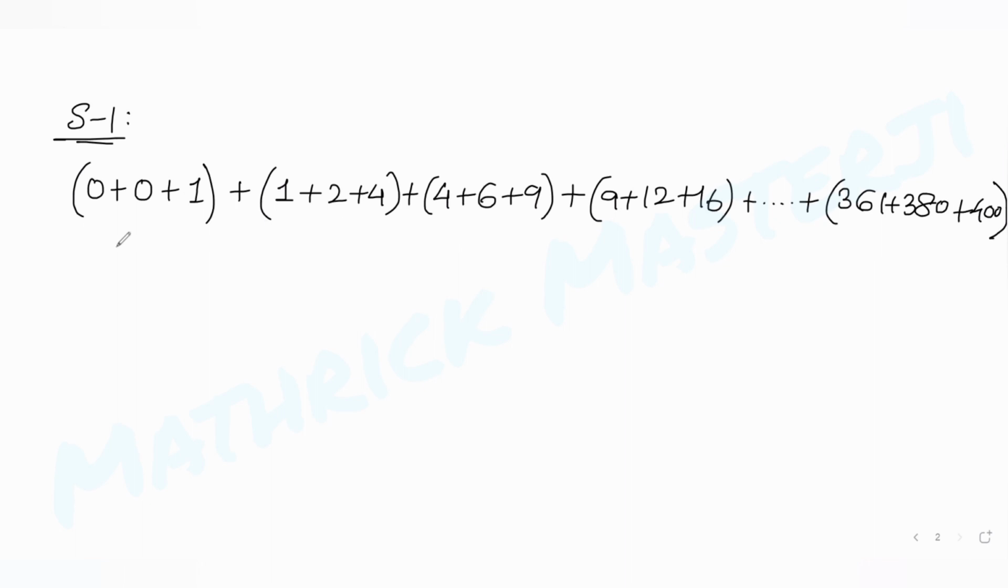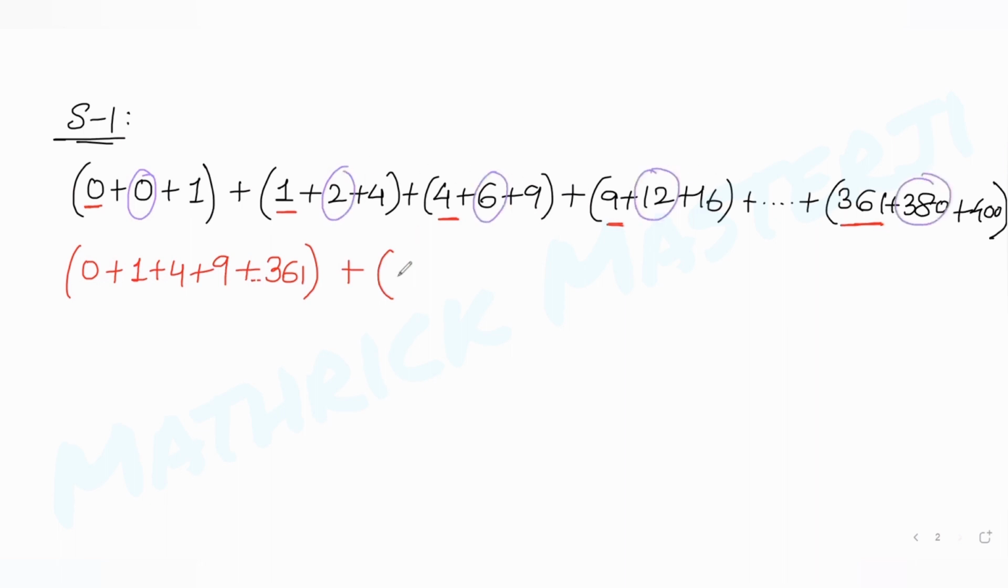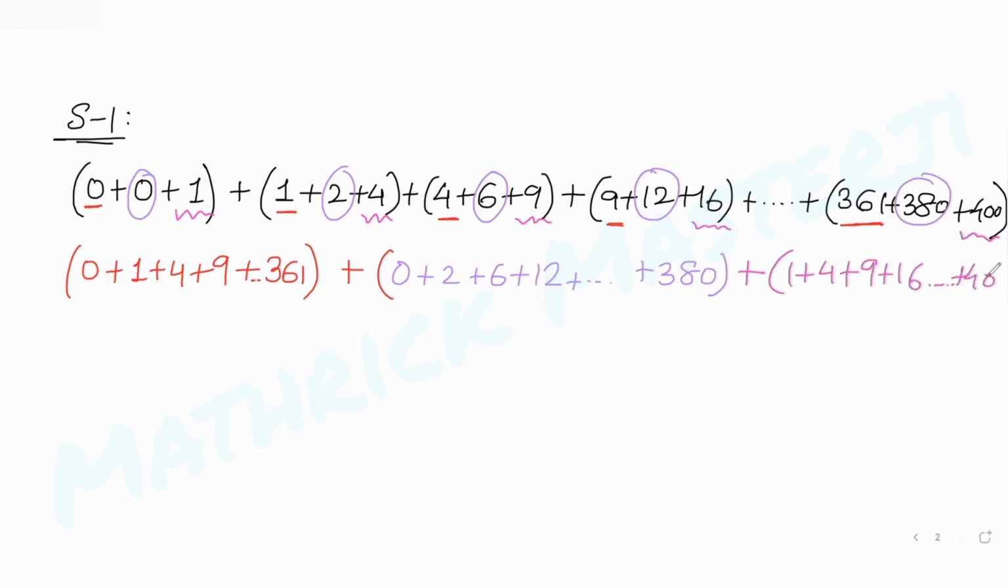If I rearrange these terms, let's write all the terms here, starting with the first term from every bracket. I get 0, 1, 4, 9, till 361. Then, if I write the second part of each bracket together, 0, 2, 6, 12 till 380. And the third part, I have 1, 4, 9, 16, and this goes on till 400.